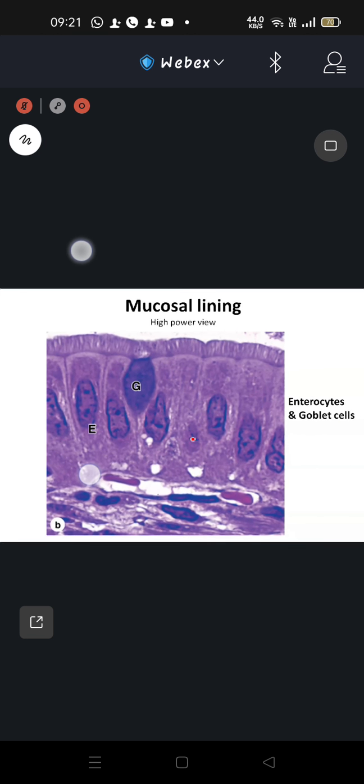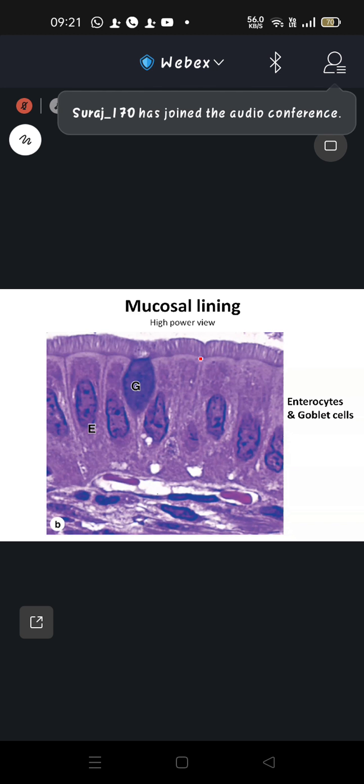Here we can see the lining epithelium. So the mucosal lining shown here in the high power view, what we can see here is that this apical portion has a striated appearance.